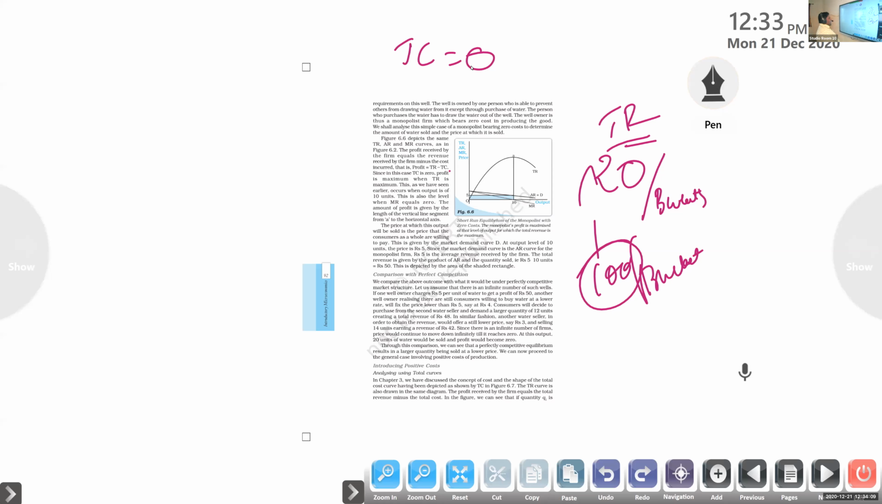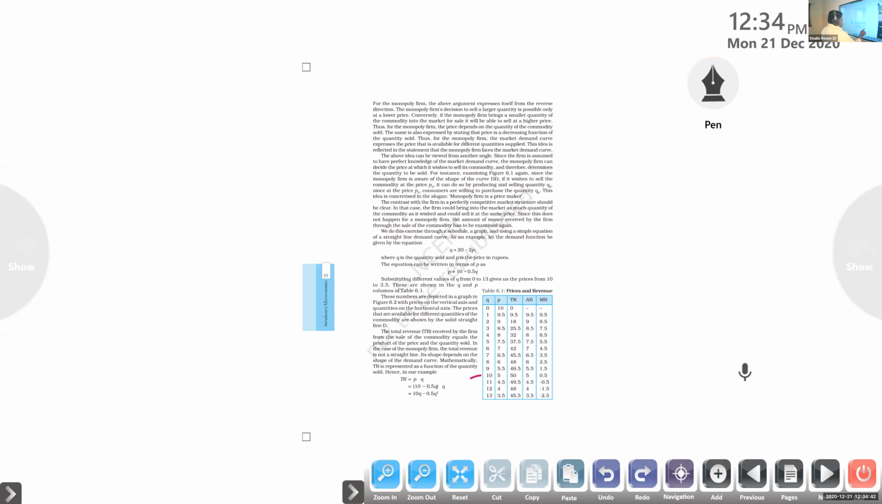In the table 6.1, we learned that for selling 10 units, the total revenue reached 50. Just observe here. 10 units, price is 5, TR is 50. Average revenue is 5. Next, MR, marginal revenue, is almost equal to 0. Clear? Check that.